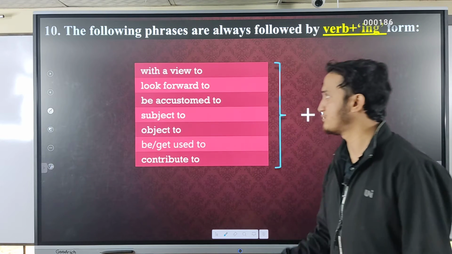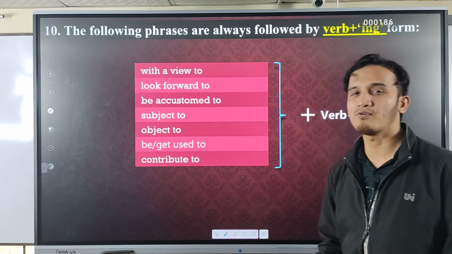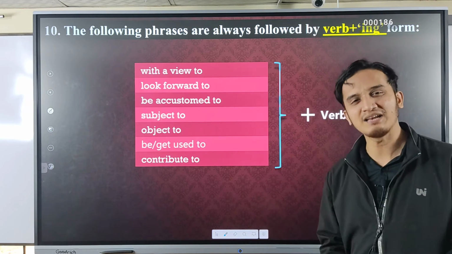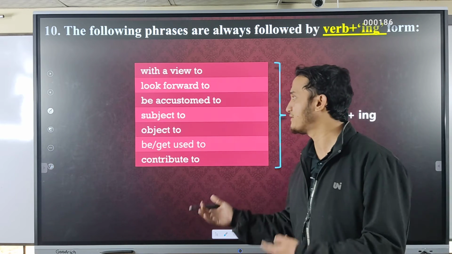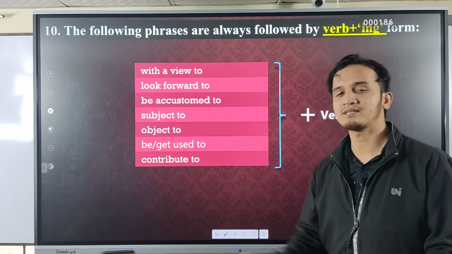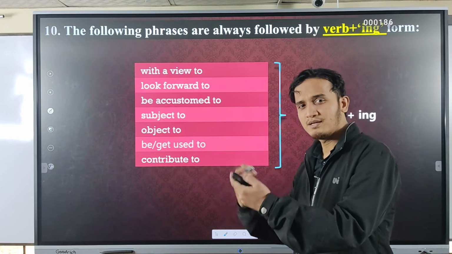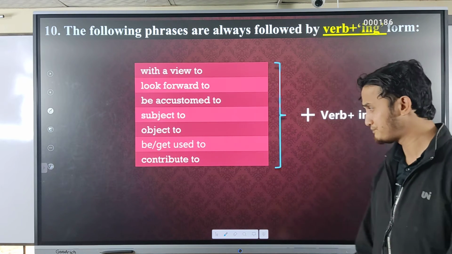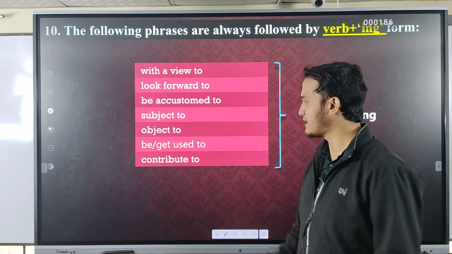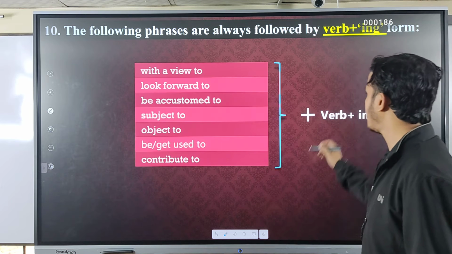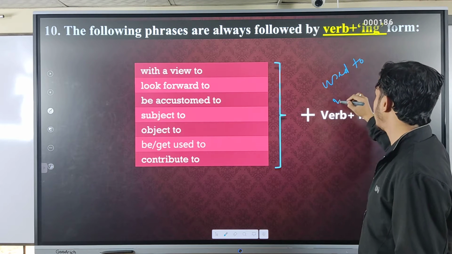Whenever you see these phrases, with a view to, in Bangla we can say uddeshye; look forward to, protyashai. You can write in Bangla too, because our native language is Bangla. Be accustomed to usually means used to, actually it indicates habit. Object to, oppose to, is used in the sense of opposition. Then you see be or get used to, it indicates habit. So there is a difference between used to and be used to.